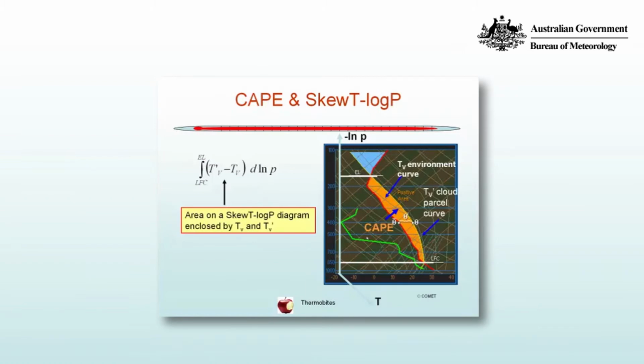Well, it is the area enclosed on a skew-T log p diagram by the environmental virtual temperature profile and the parcel virtual temperature profile, and that's shown schematically there. So the environment curve is the red curve, and the parcel curve is the yellow curve, and the enclosed area shown there in orange is the CAPE. Now typically on a skew-T log p what's plotted is temperatures, but you can calculate the virtual temperature from the temperature and the dew point profile and get the proper CAPE. If you calculate CAPE just using the temperatures, the value will be less than the actual value.